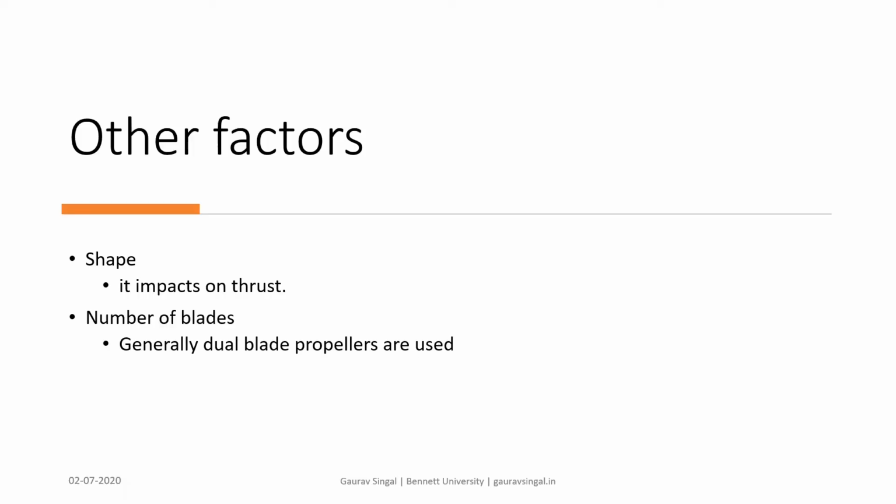So other factors, like shape. What kind of shape is there? X, plus, 6 is there. Or maybe octa is there, okay? And number of propellers, like 4, 6, 8, 3.